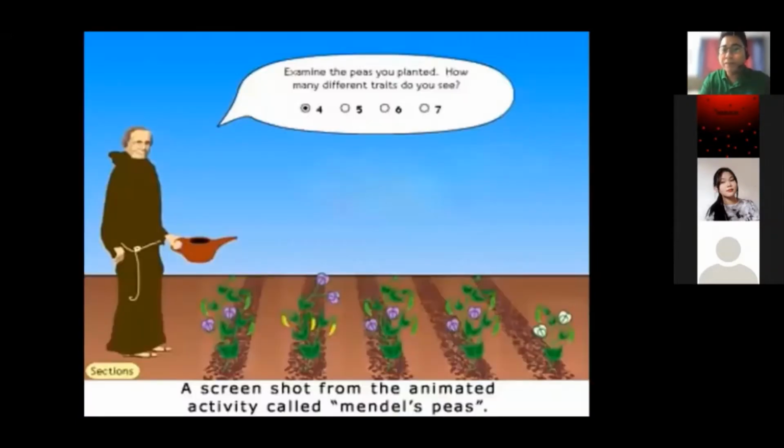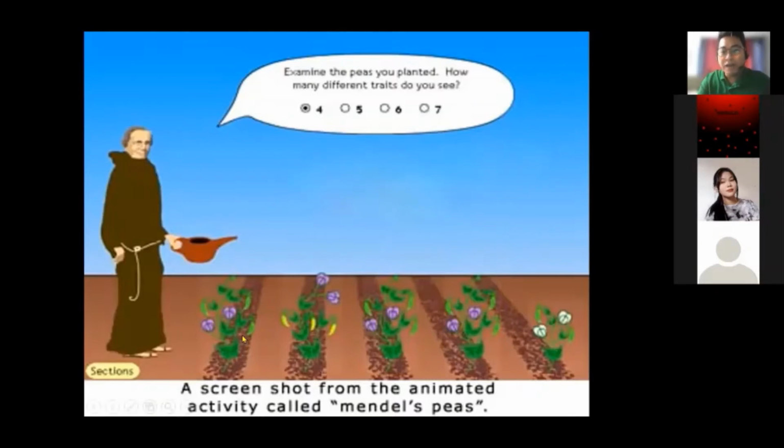Ayan. So examine the peas you planted. How many different traits do you see? 4, 5, 6, or 7. So screenshot from the animated activity called Mendel's Peas. So this can be found online. Specifically, meron siya sa fet.ca, wherein nag-experiment siya na kino-crossbreed yung different types of peas.